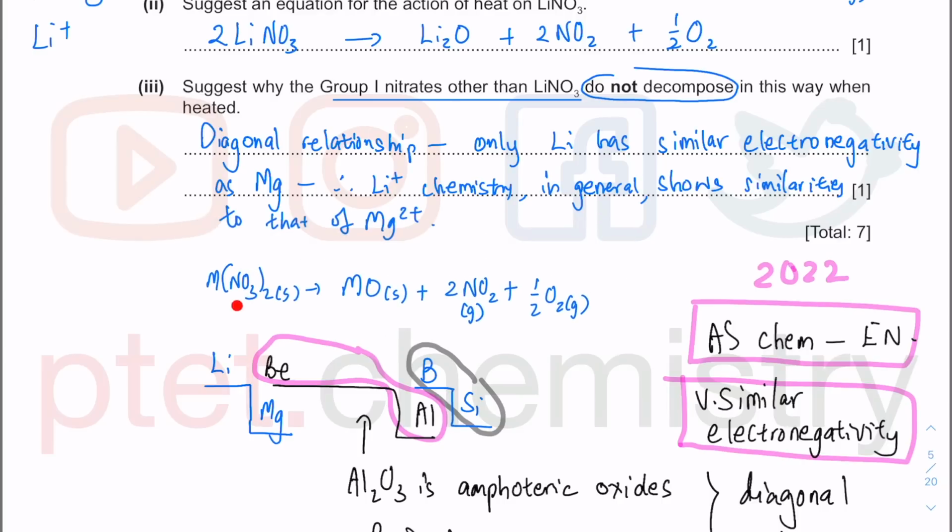But of course, this is not for the group 1 metal, this is for group 2 metal nitrate decomposition in the presence of heat. Not too much you can write for that 1 mark, but it's definitely to do with diagonal relationship and similar electronegativity, therefore similar chemical reactivity as well. And that's the end of that 7 mark question there.